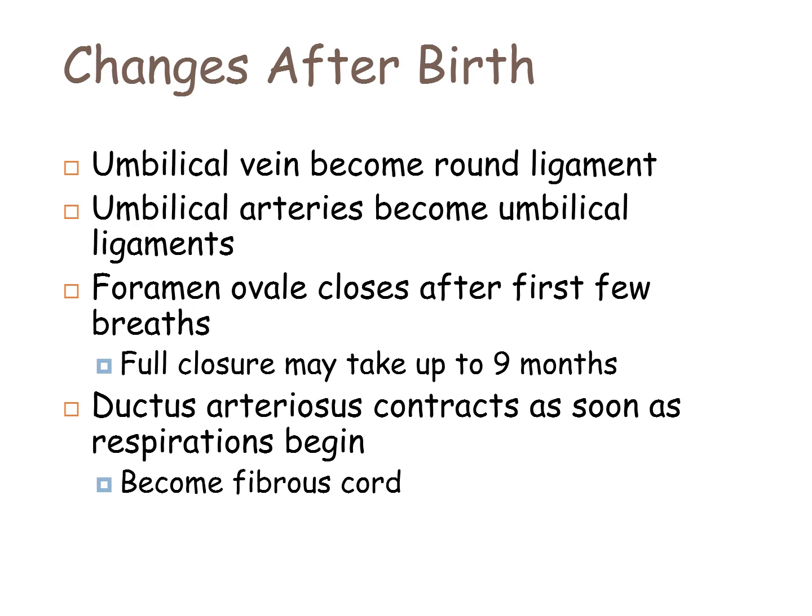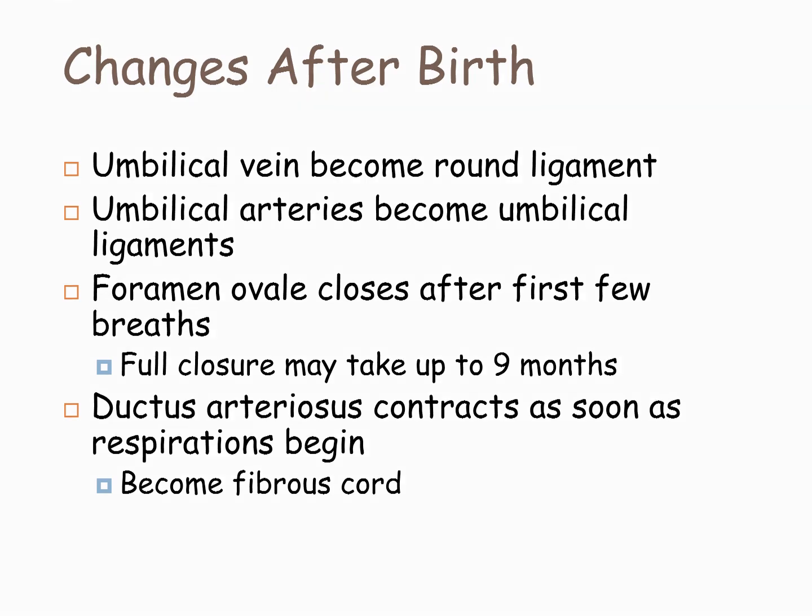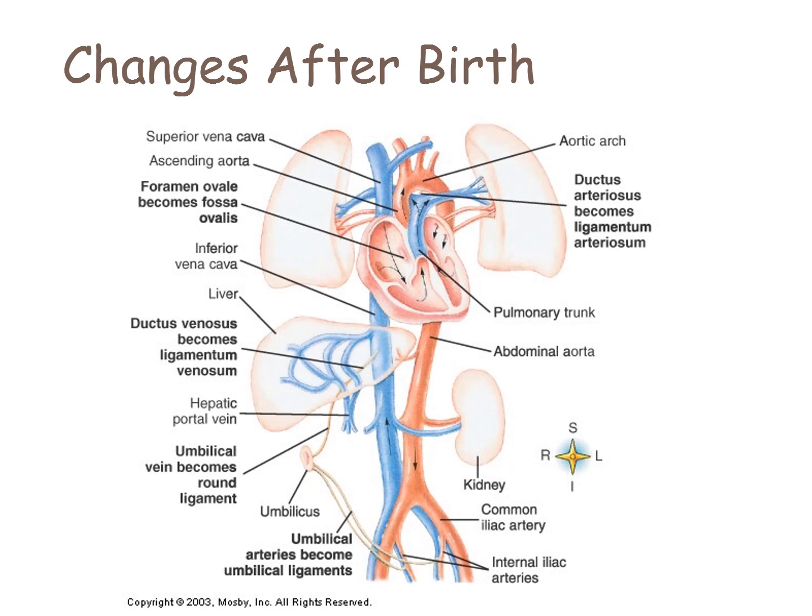So this part is the changes after birth. Now you see these are the changes after birth. Here the umbilical vein disappears, the umbilical artery disappears, and the ductus arteriosus disappears. The ductus arteriosus becomes the ligamentum arteriosum and the ductus venosus becomes the ligamentum venosum. The umbilical vein becomes the round ligament and the umbilical artery becomes the umbilical ligament. So these are the changes that occur after birth.